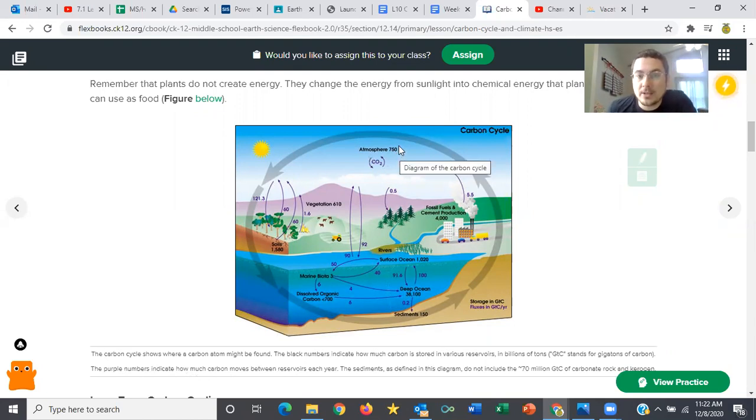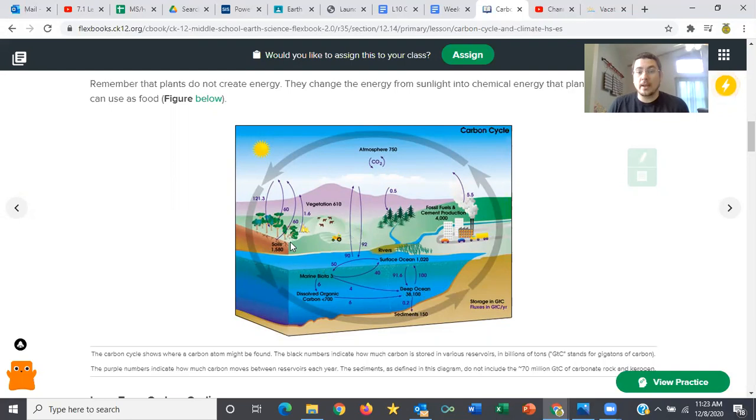And not necessarily that you have to memorize the exact number, but I want you to know that there's about the same amount of carbon in the atmosphere as there is in vegetation, at least relatively close. There's about double that in the soils, and there's a whole bunch of carbon down here in the deep ocean. That's really what I need you to get out of this. So we need to focus on where that carbon is stored.